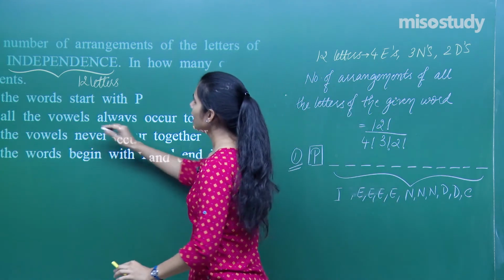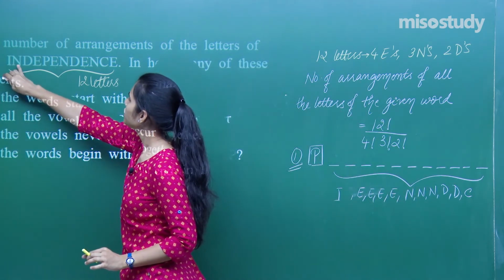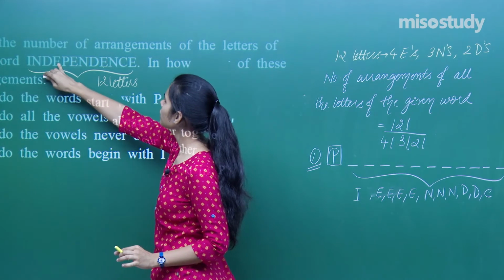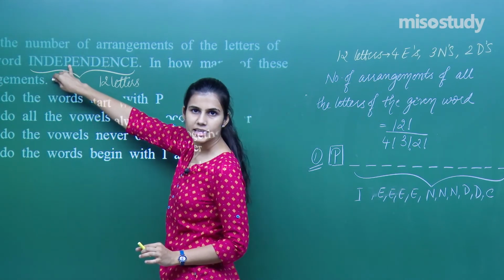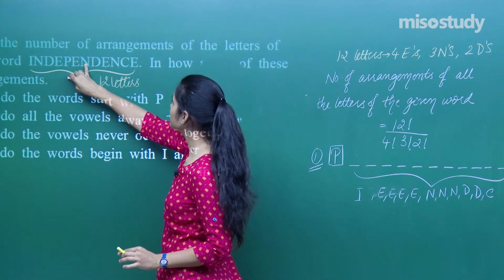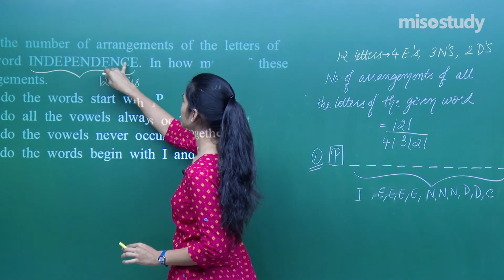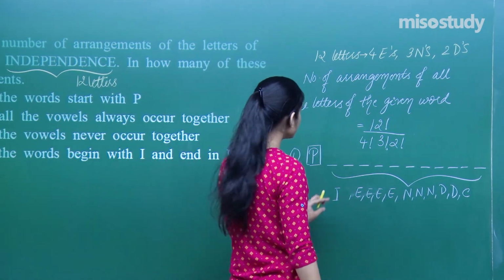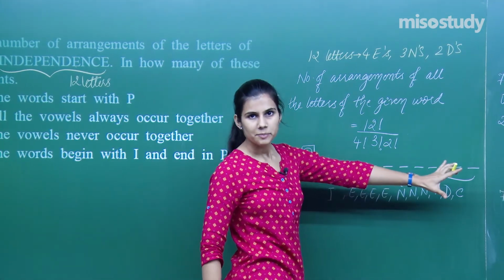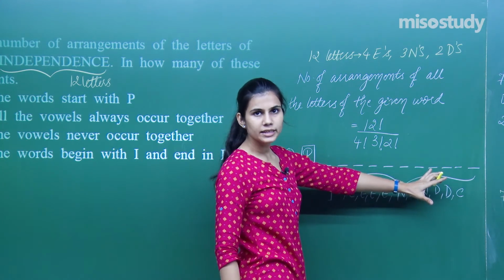Then what is it that you have? I you have covered, N you have covered, D you have covered, E you have covered, P is already consumed in the first place. This E, this N, this E, D, this E, this N, this C, this E. Everything has been consumed. So there are 12 basically letters in the word independence.